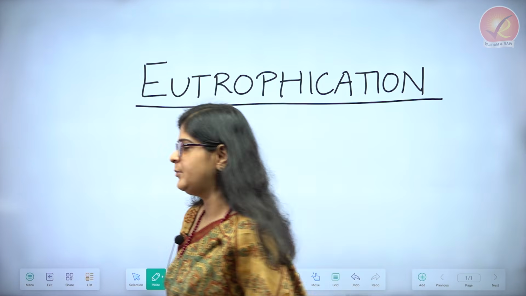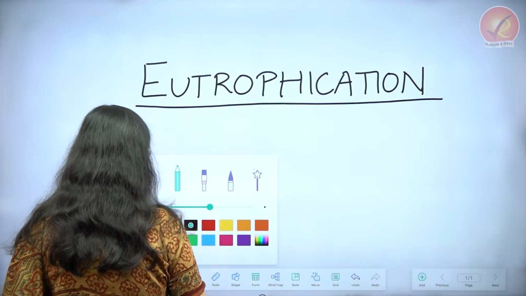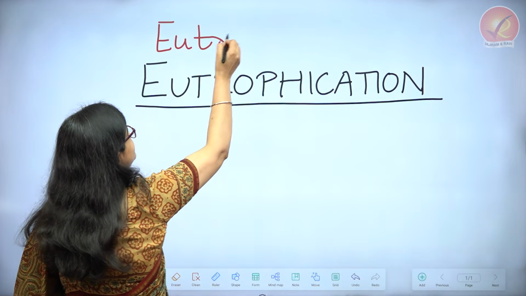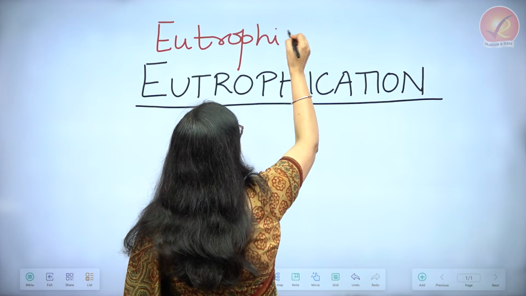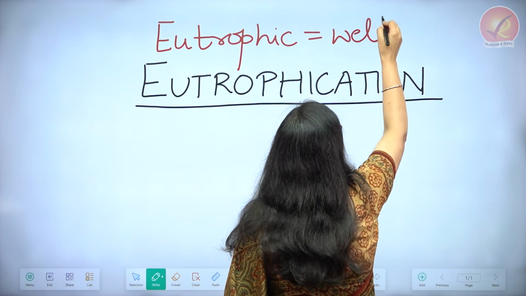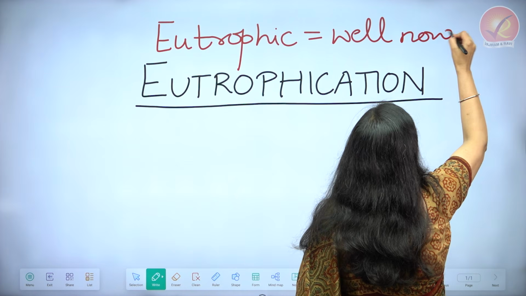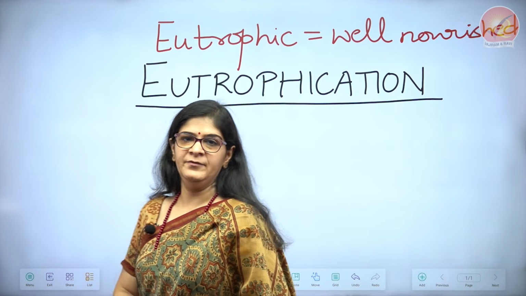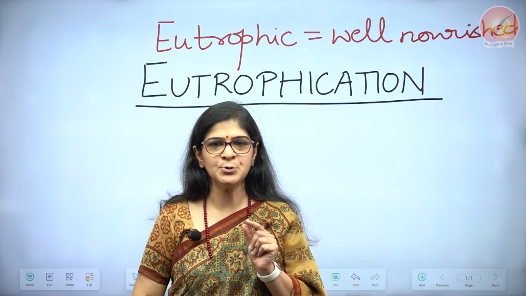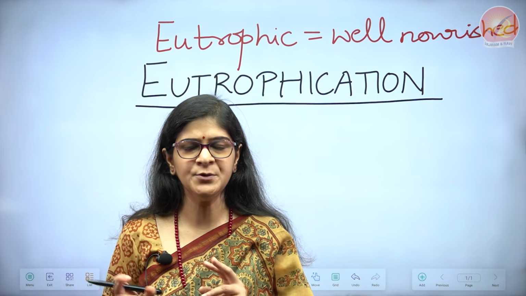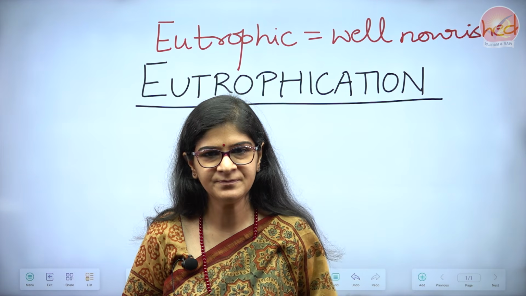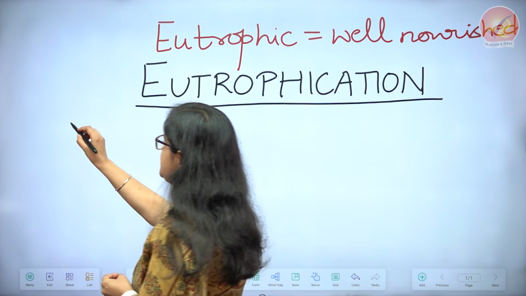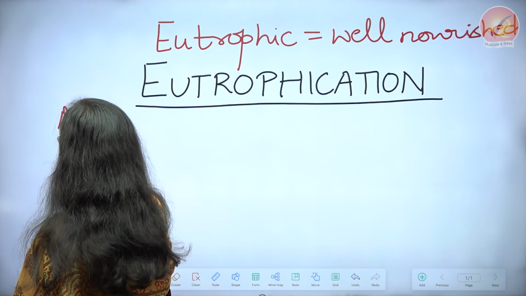Let's first begin by breaking down the term eutrophication. Now this comes from the term eutrophic. And put simply, eutrophic implies well-nourished, wherein eu implies good or well and trophic refers to the nutrients or the nourishment. Eutrophication is specifically discussed in the context of aquatic ecosystems.